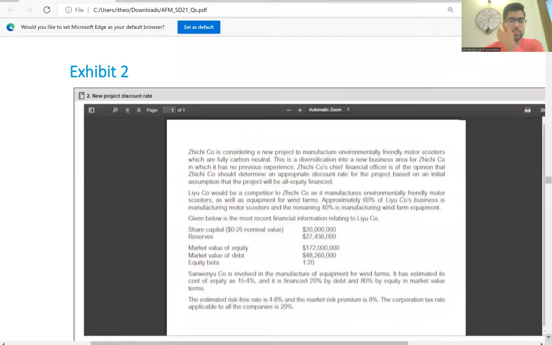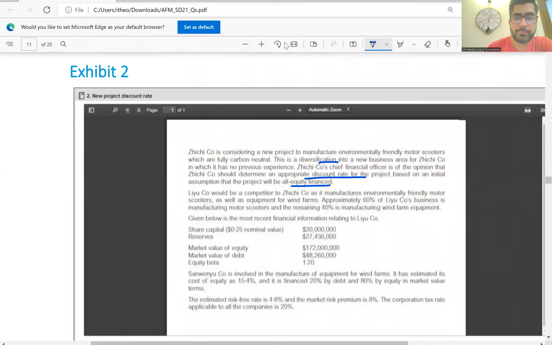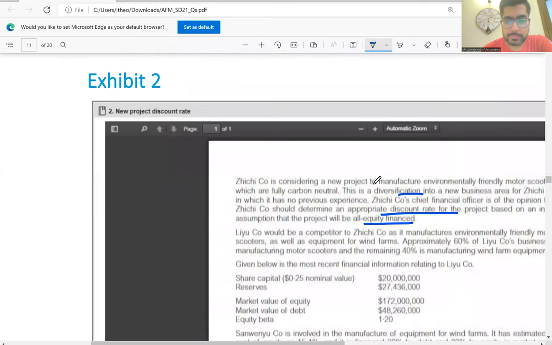These were the three policy failures of this company, if you remember from the last session. Then there was exhibit two. It is considering a new project to manufacture environment-friendly motor scooters which are carbon neutral. This is diversification. And the CFO is of the opinion it should determine the appropriate discount rate on an initial assumption that the project will be all equity financed.